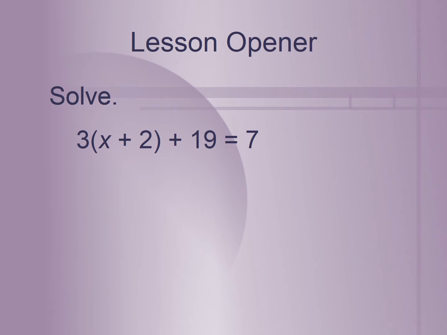So for this one, we would have to distribute the 3. So we get 3x plus 6 plus 19 equals 7. And then we would subtract 25 from both sides, and then divide both sides by 3. And we should get x equals negative 6.